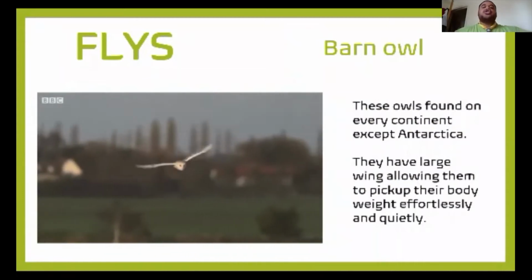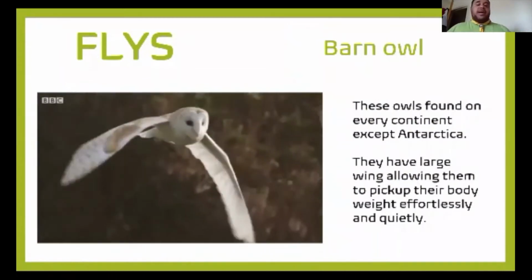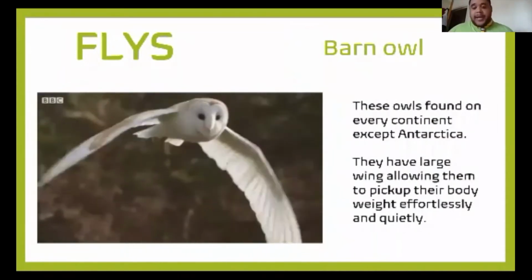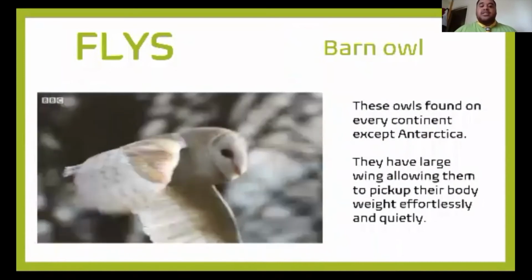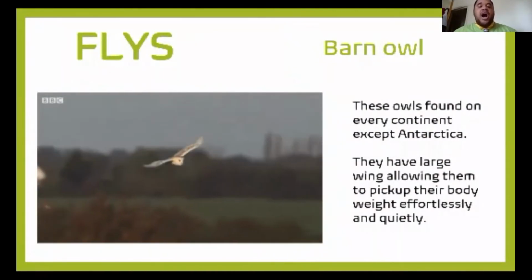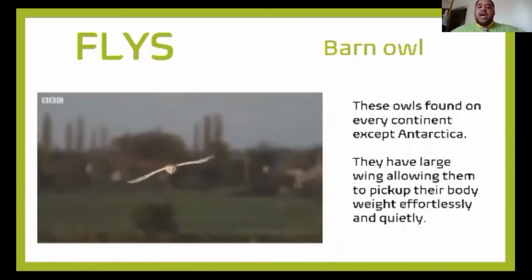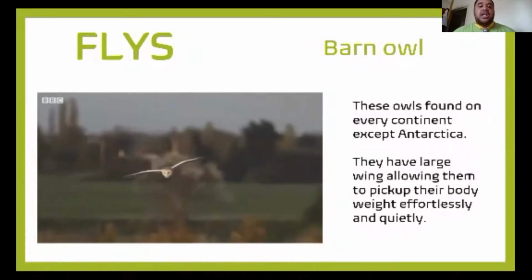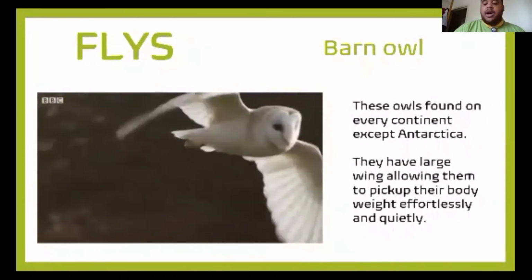But they have super large wings that are able to pick their body up effortlessly. Okay. And they're often described as the quiet owl because their feathers are so light and so big that it hardly makes a sound. So they don't have to flap so much. A couple of flaps and they can just glide, okay? That's our barn owl and they fly.